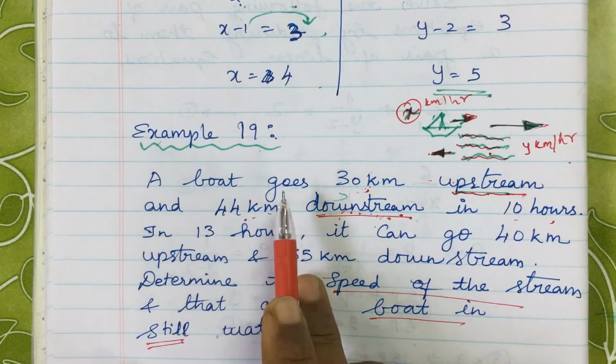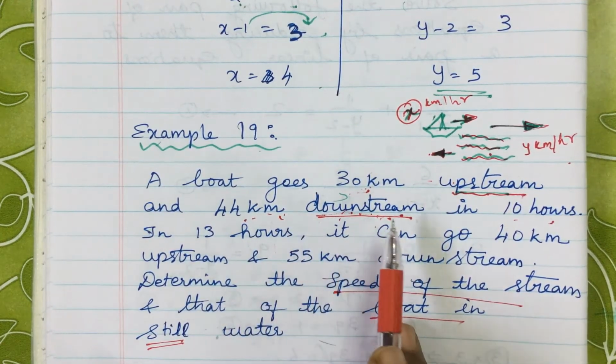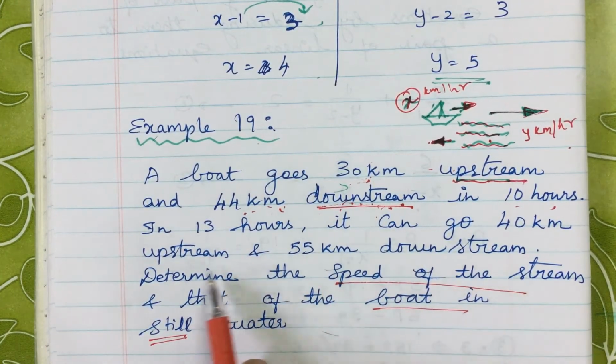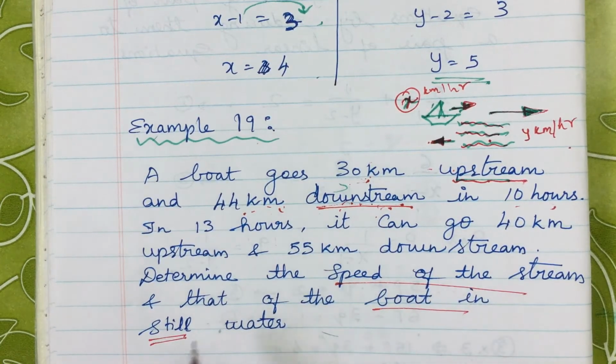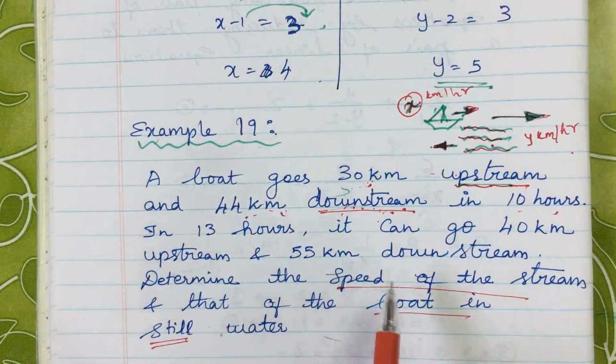So example 19, a boat goes 30 km upstream and 44 km downstream in 10 hours. In 13 hours it can go 40 km upstream, 55 km downstream. Determine the speed of the stream and that of the boat in still water. So you should understand the problem.